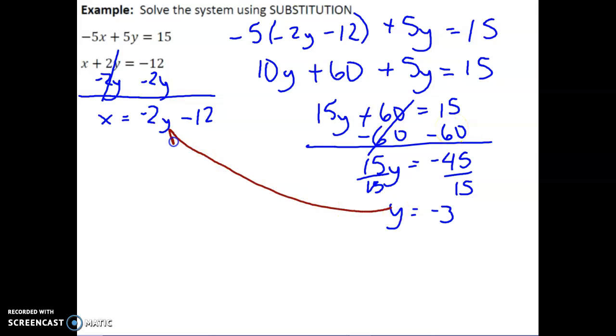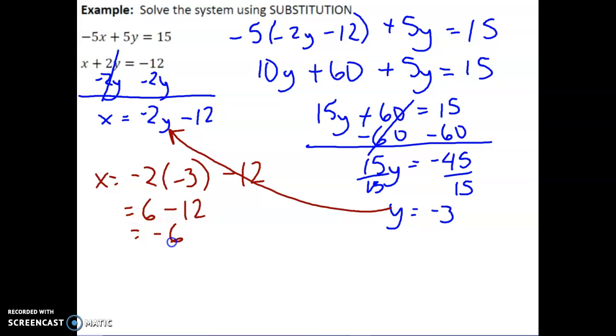So I'm going to substitute that in here because I want to be able to have x. And so the easiest place to put it is the one that has x already by itself. So I'll put -3 in place of y. 6 minus 12, -6. Okay, then remember, I want to write my final answer as a point because it's the point where these two lines cross, and it's going to be the point -6, -3.